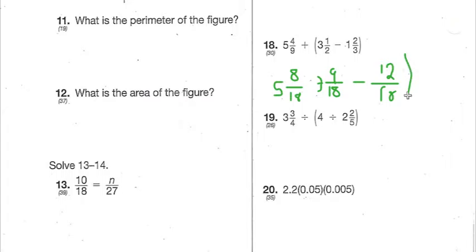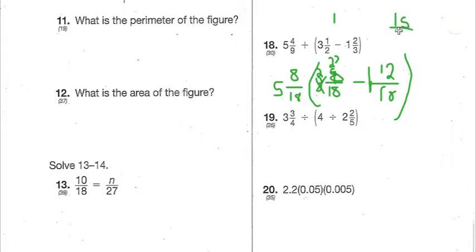Now we can just go right through and work through our problem. We have to do the parentheses first. We're going to have to borrow. You can't take 12 away from 9. So we're going to cross out our 3. We're going to make our 3 a 2, and we're going to give an extra 18 to this because we're giving it a whole 1. 18 over 18 equals 1, right? So we give that whole 18 to the 9, and now we have 27. So 2 and 27 over 18. 27 minus 12 is going to be 15 over 18.